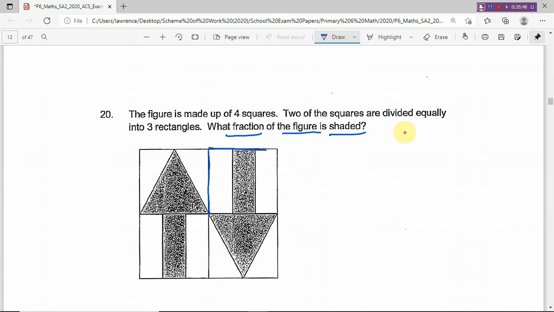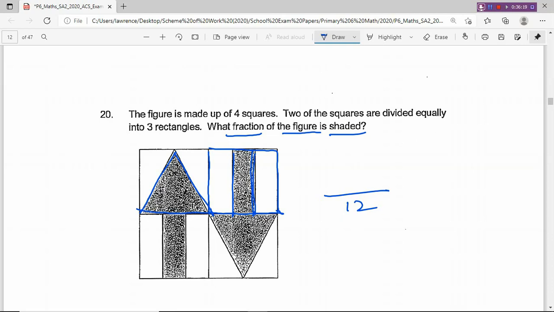If you look at this square, there are 3 rectangles in this square. So the entire figure will have how many rectangles? You just take 4 squares times 3 rectangles inside. That will give you 12. So the whole figure has 12 rectangles. So try to find the rectangles that make up the shaded figure. But how? Well, you look at the triangle, which is the shaded one.